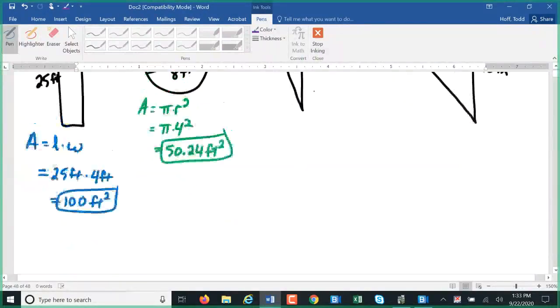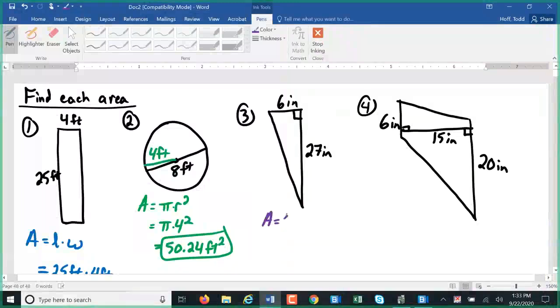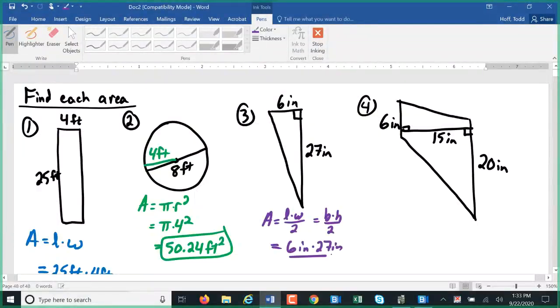For number three, a triangle. Remember the area for a triangle is the length times the width of that related rectangle divided by 2. Or you can think of it as base times height divided by 2. So here we'll think of this 6 times 27, and of course divided by 2. That gives us 81 square.